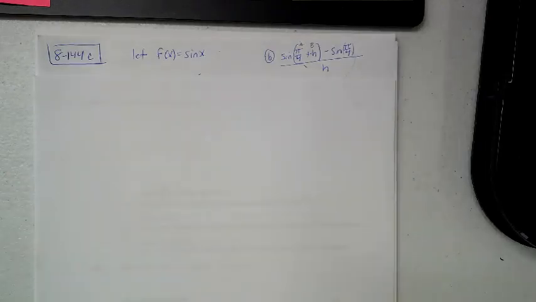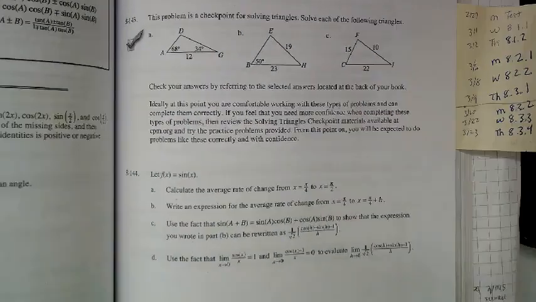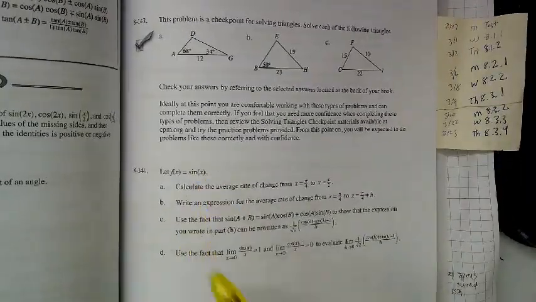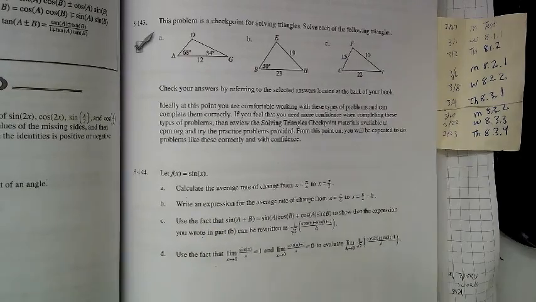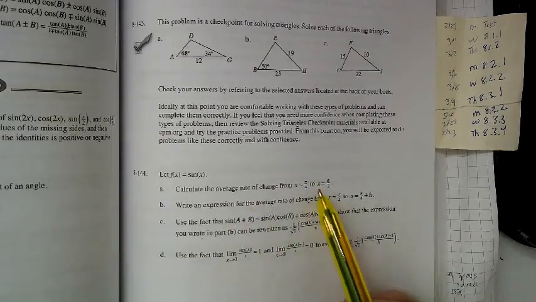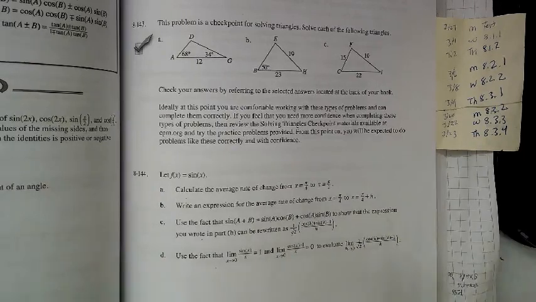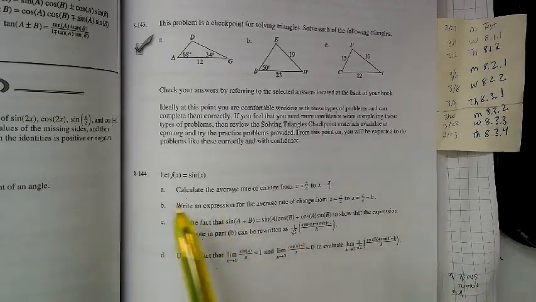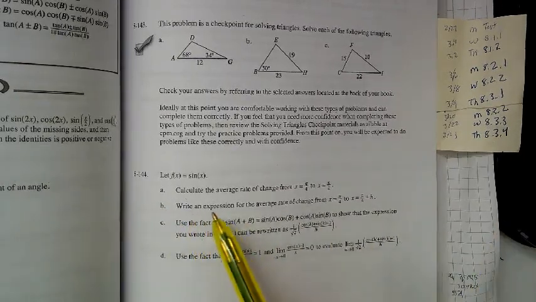Here's Precal, problem 8-144C. It assumes that you've already done A and B. It says let f of x equals sine of x, and then calculate the average rate of change. So you probably did y2 minus y1 over x2 minus x1, and then letter B.